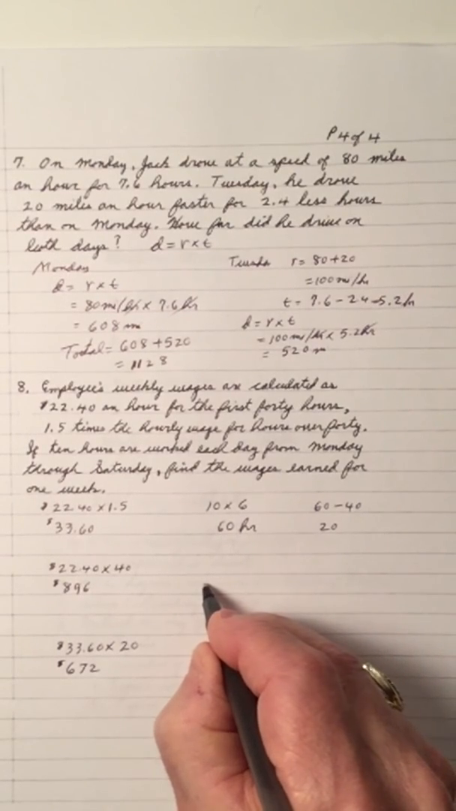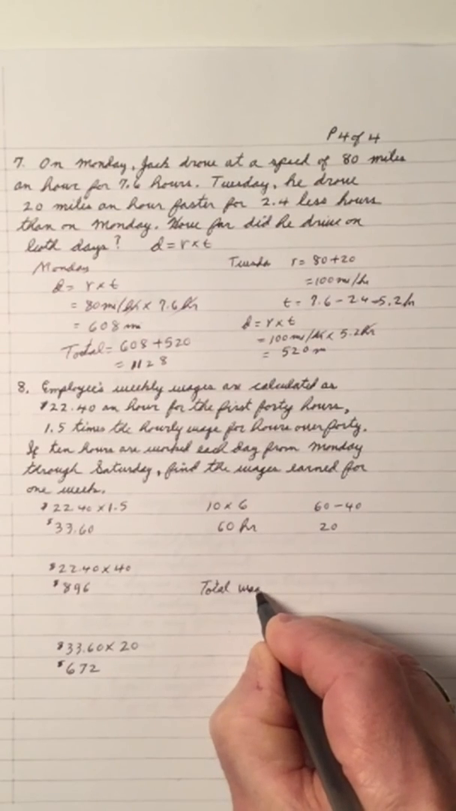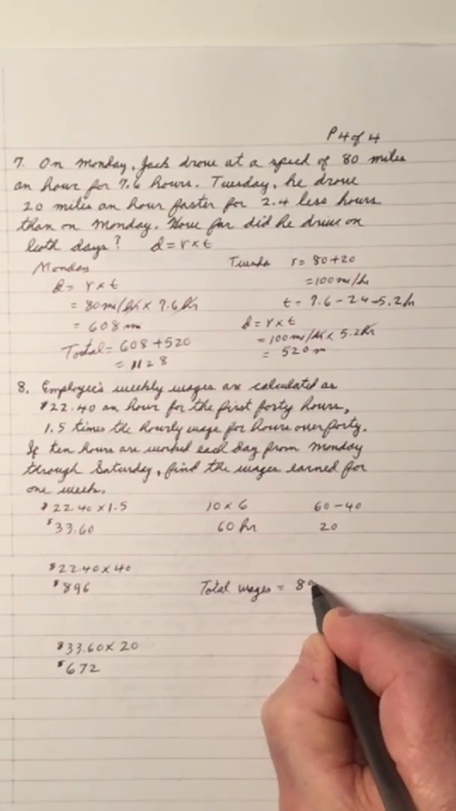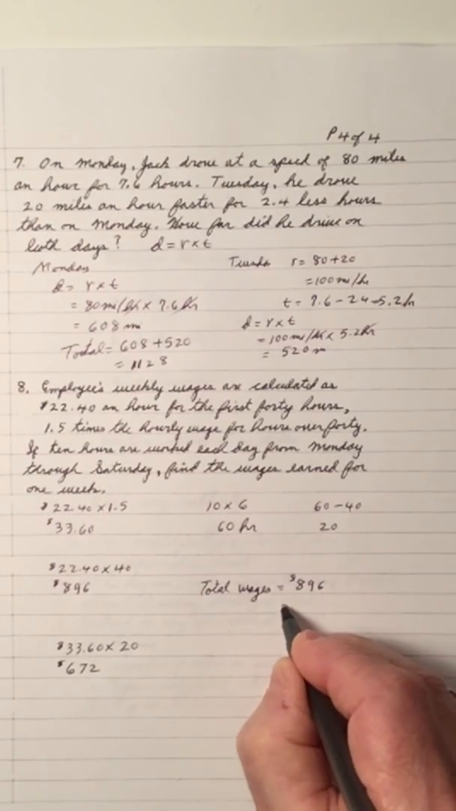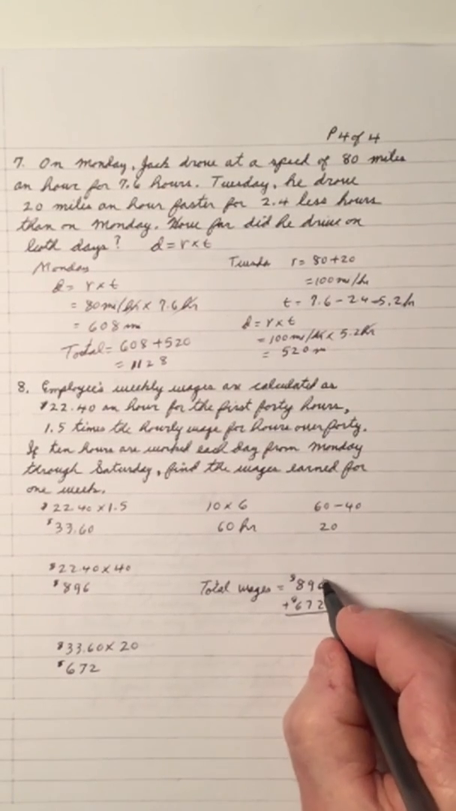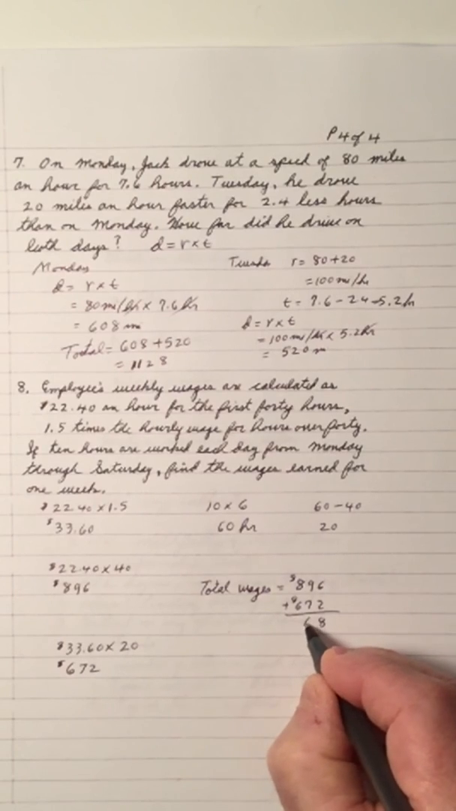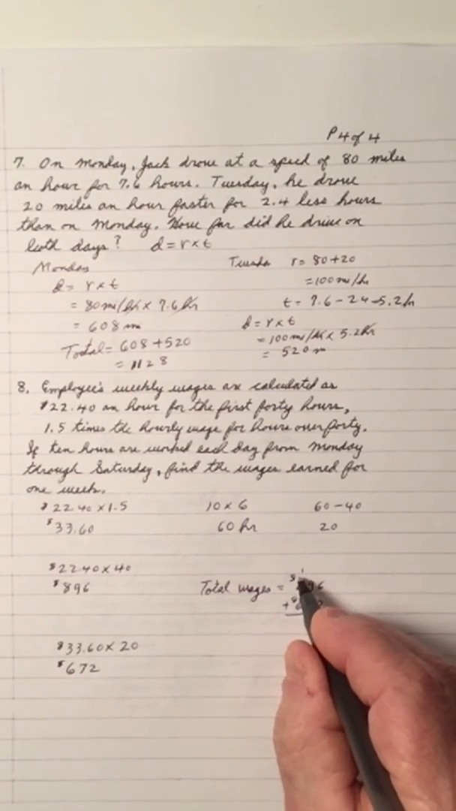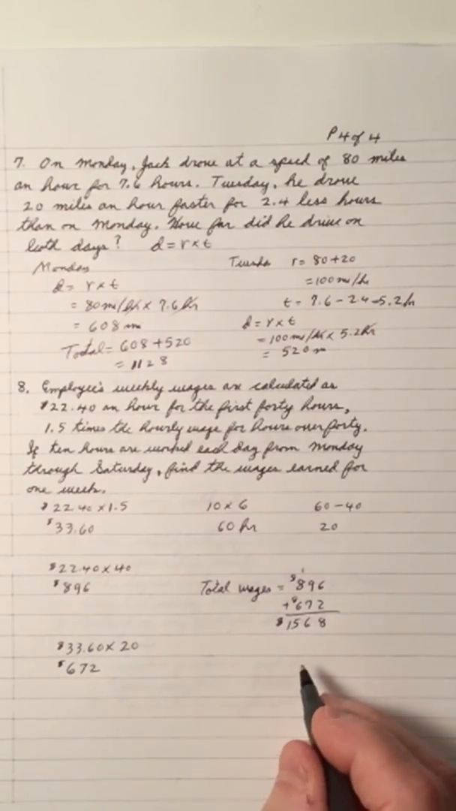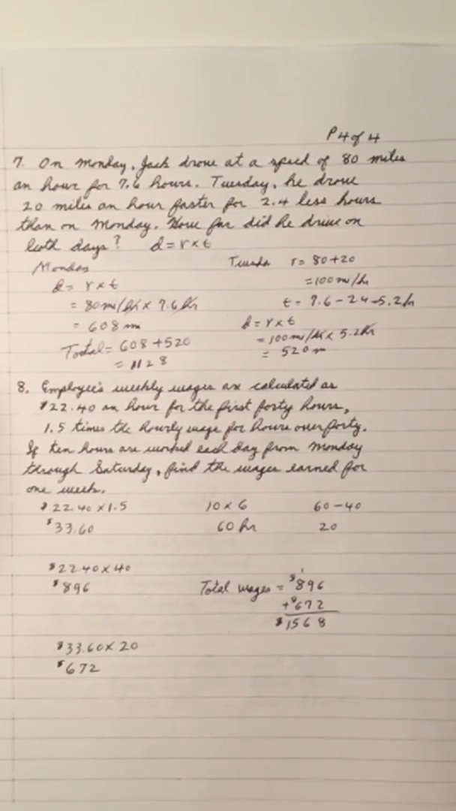So the total wages is, let's see, $896 add on $672. So his total wages for the week is 6 add 2 is 8, 9 and 7 is 16, carry the 1. So 8, 9, 15. So he made $1,568 for that week of working.